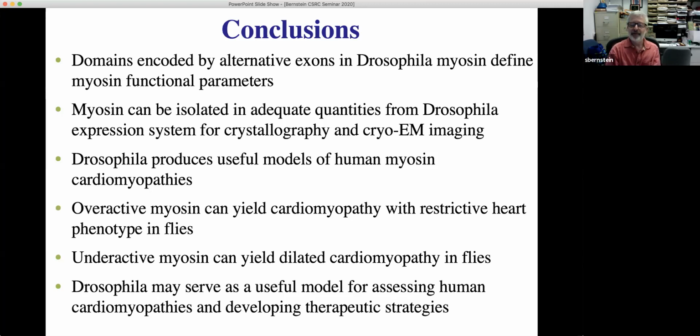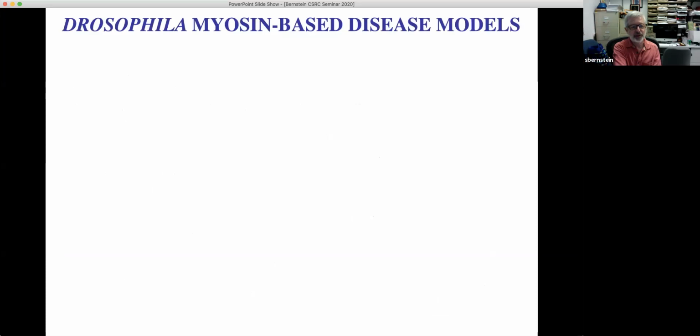For instance, if you have a human patient that has a particular mutation in myosin, but you don't know that that's necessarily causative of the disease, you could put it into the fly and see if it does cause this restrictive or dilated phenotype. In addition, there's the possibility of developing either genetic or pharmacological therapeutic strategies, for instance, adding drugs to our cardiac in vitro system to see if that changes structure and function.